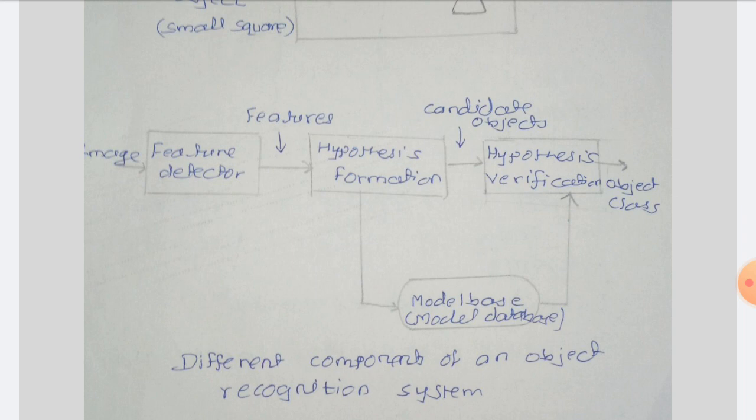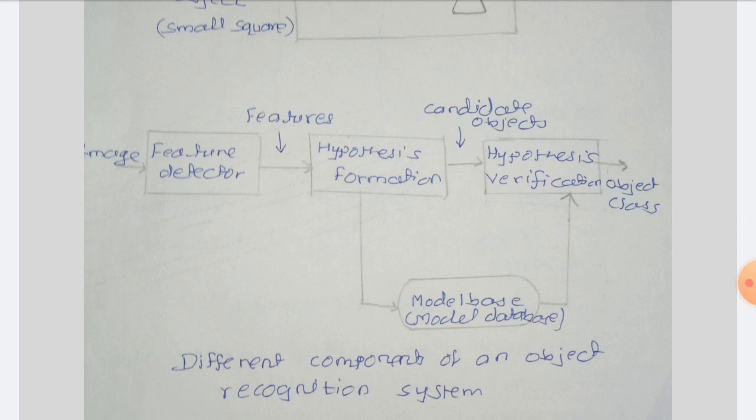A block diagram showing interaction and information flow among different components of the system. The model database contains all the models known to the system. Now let us consider here we have three types of object: triangular object, circular object and square object. The database of these three objects is stored in the database.